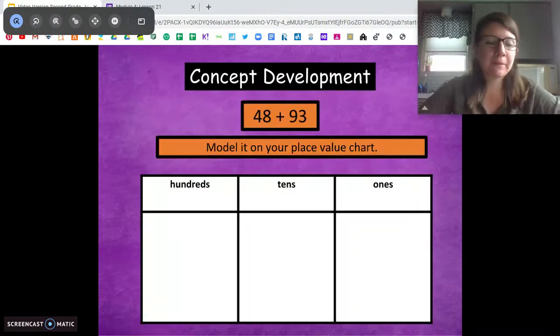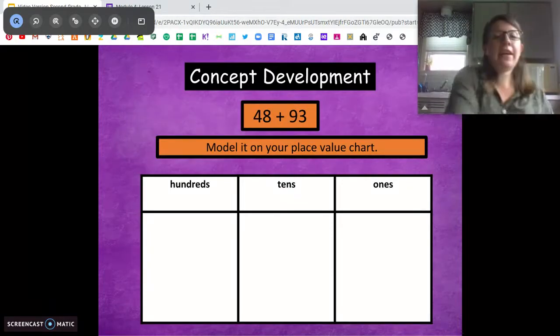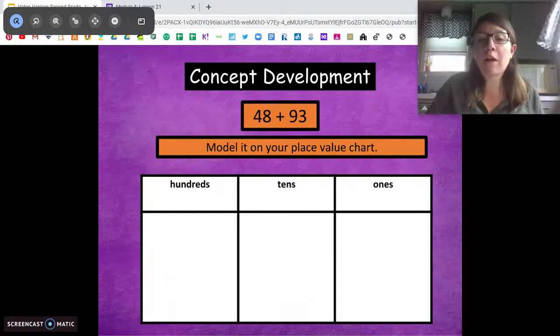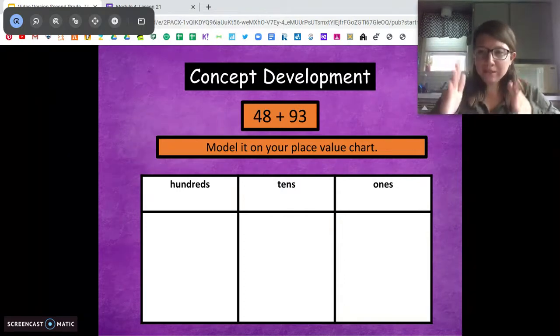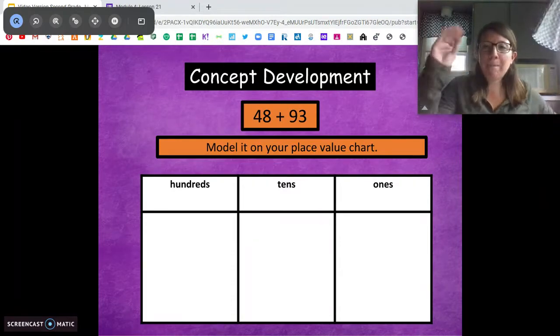Good job. Okay, let's get to it. Get out your paper and pencil, and I would love for you to draw me 48 plus 93 on your place value chart. So draw a place value chart, draw little circles for your little chips. Draw me 48 plus 93. Pause, go.